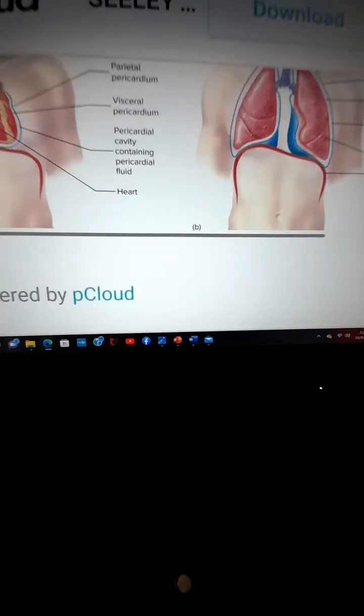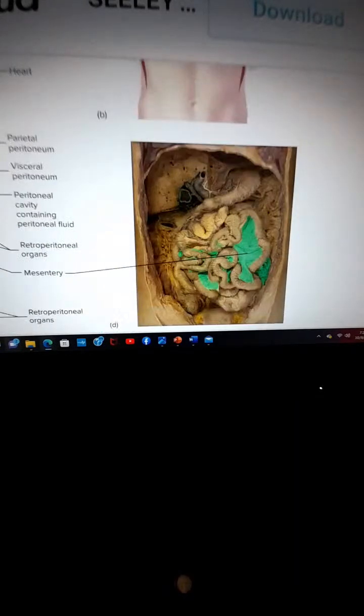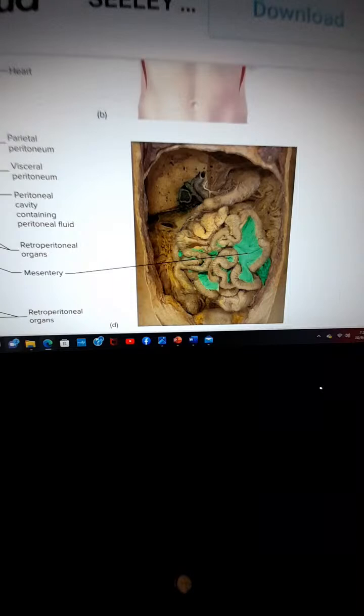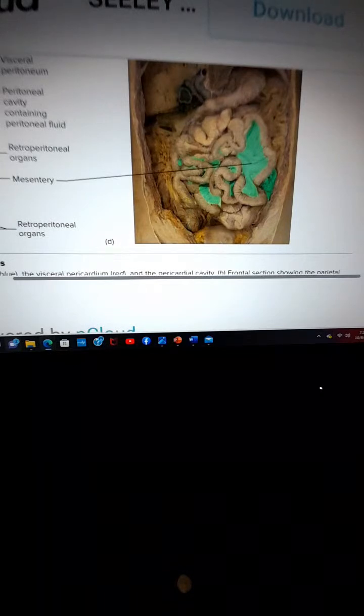So this is the lungs and so forth, right? We went through that, and this is the inside. This is your GI, your gastrointestinal tract. This is the mesentery, that's where all of the arteries and veins and so forth are. The membranes, right? And this is the pericardium, the visceral pericardium and the pericardial cavity.